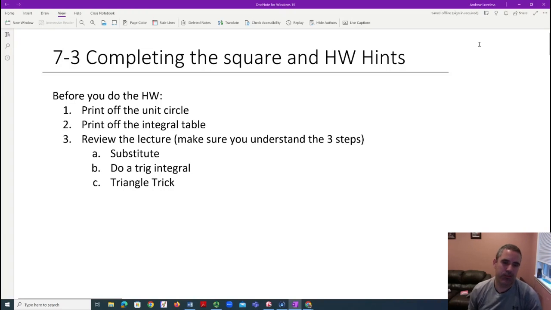Hello Math 125 students. I wanted to make a video where I went through one of the homework questions from 7.3 that involves completing the square and doing this full method. That's problems 5 through 8 of the homework.